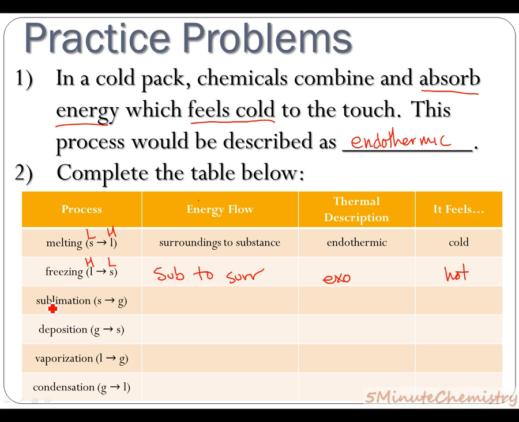Now another process, sublimation, is going from a solid to a gas. So a solid is low energy, a gas is high energy. Going from low to high means it must take in energy, so it's going to be energy from the surroundings going to the substance. We would call this endothermic, and it feels cold, relatively.